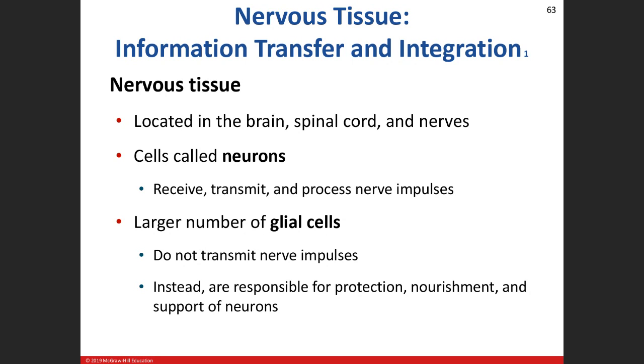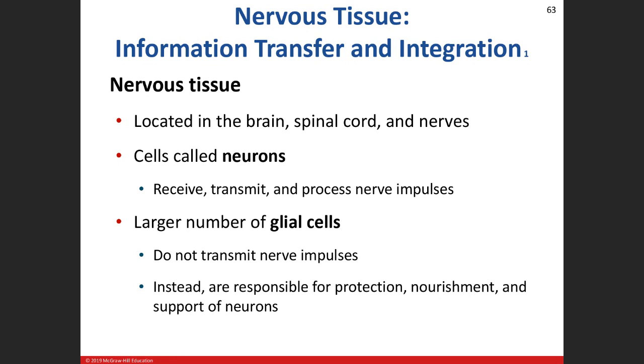And we were finishing up the four different types of tissue in the body. Just to review, we have epithelial tissue, connective tissue, muscle tissue, and in this video I will be finishing up nervous tissue. So let's jump in and talk about what the purpose of nervous tissue is.